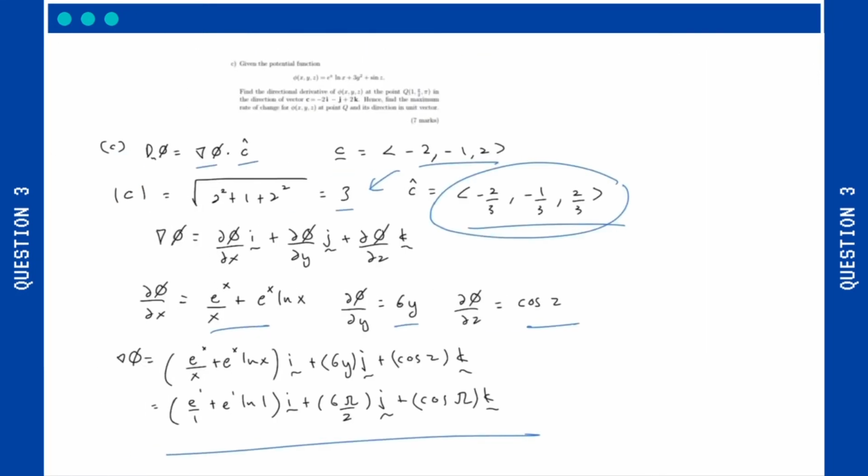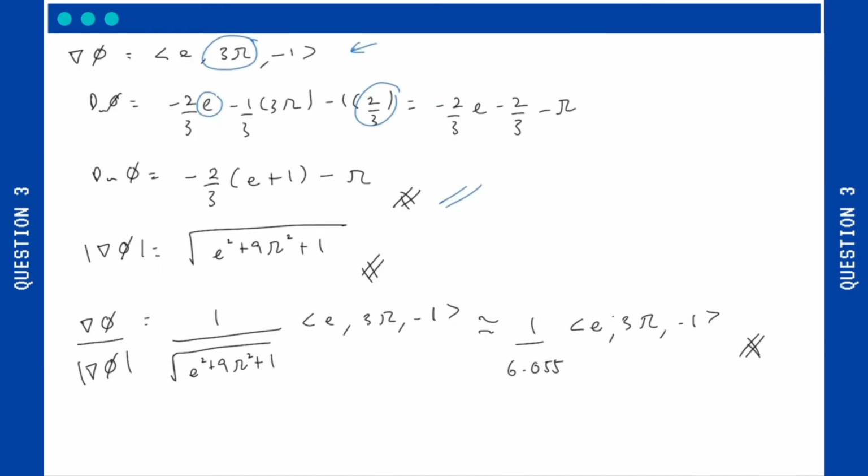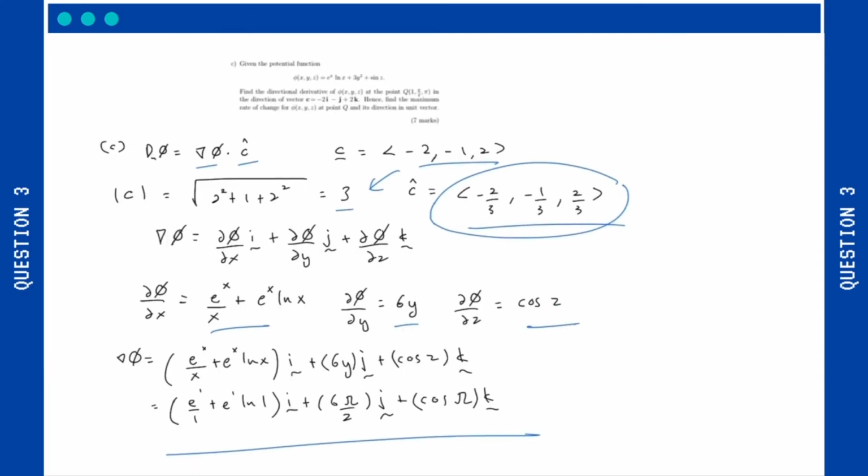Now, hence, find the maximum rate of change. To find the maximum rate of change, we simply take the magnitude of del phi. So this is del phi. We get the del phi here. Find the magnitude of it. So e squared plus 9 pi squared plus 1. So we can calculate this to get the exact value. We will get 6.055.